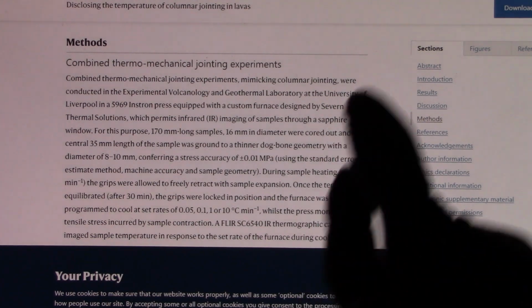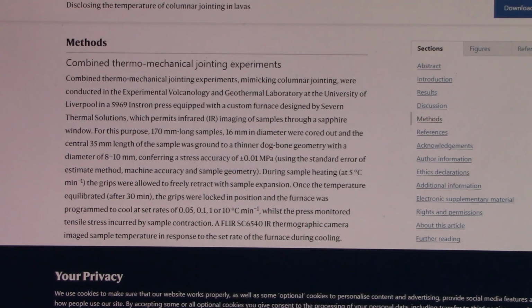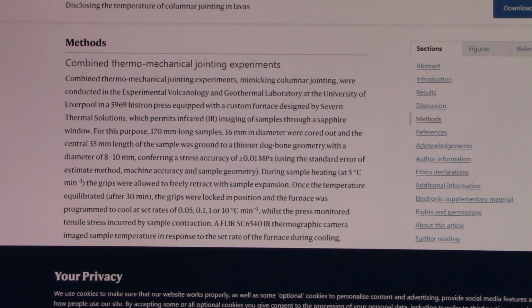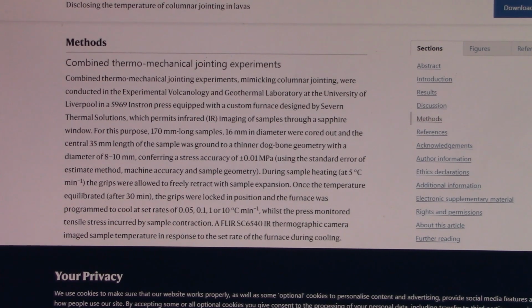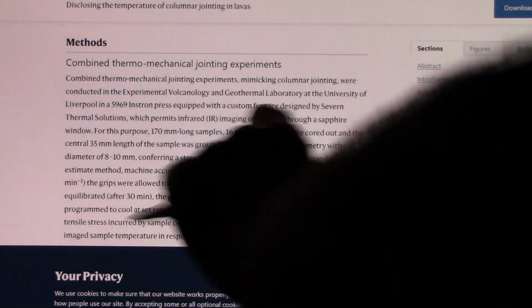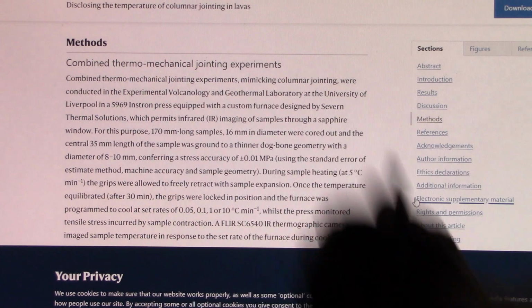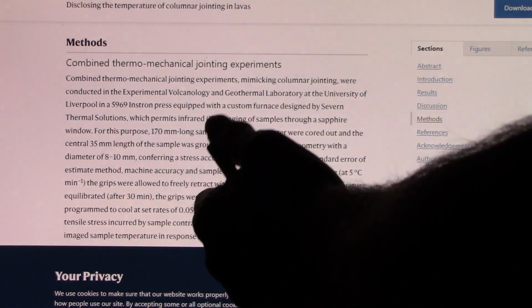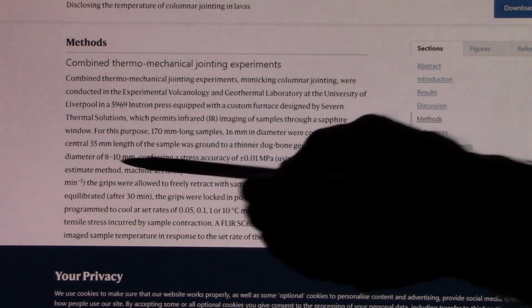So by clamping something at both ends and then heating it up, and then watching it cool at certain temperatures to see if it fractures, I'm sorry, but I'm just gonna move on and show you. Now I want to show you what they did. They took 170 millimeter long samples by 16 millimeter in diameter, and they were cored out, and then they ended up with a certain size, 8 to 10 millimeters.